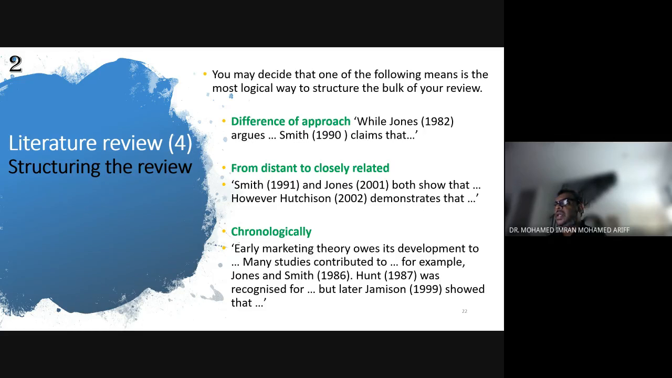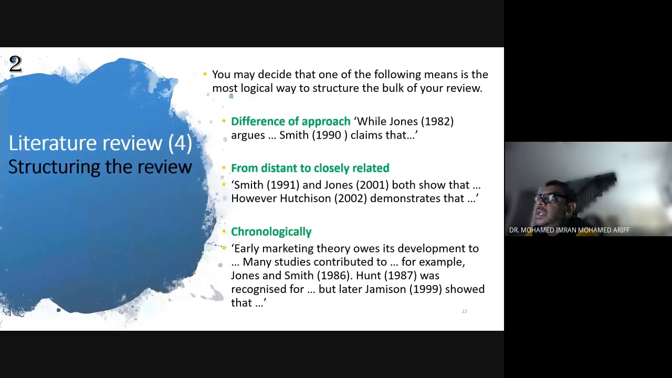So structuring your review. Smith claims that, so this is how you want to structure your literature review. You are arguing, Jones argue this, but Smith claim ini pula.